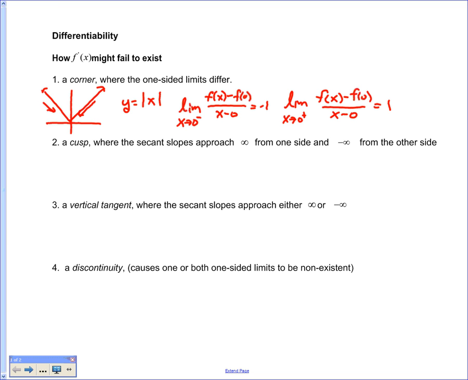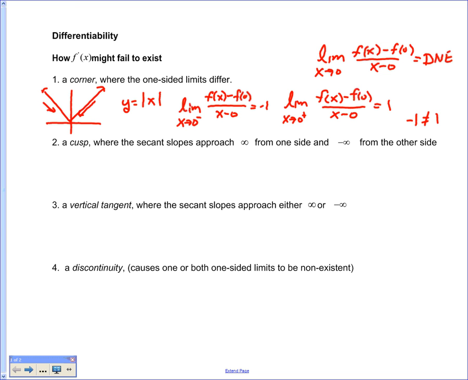Since the two one-sided limits, the left side limit and the right side limit, are not equal, that means the two-sided limit does not exist. And the two-sided limit is the derivative, and so therefore the derivative doesn't exist in that situation.